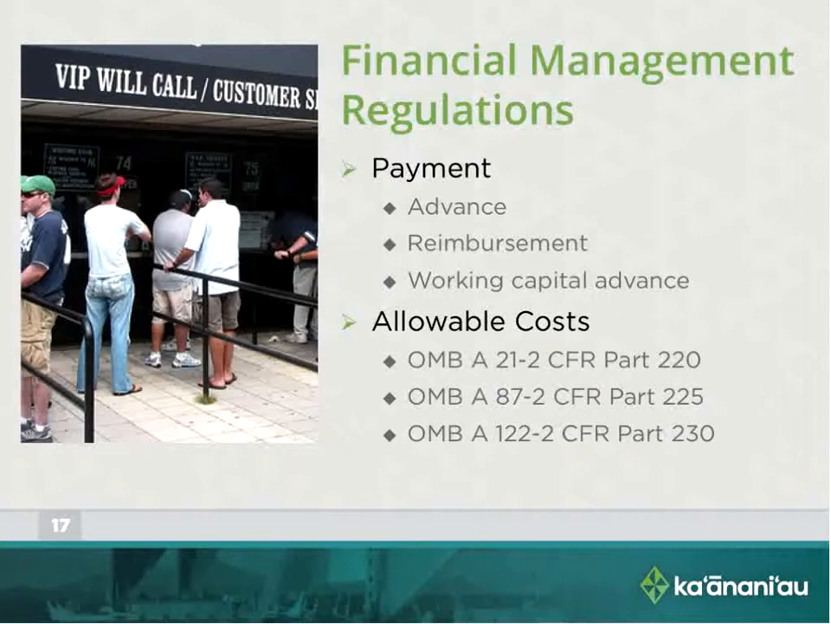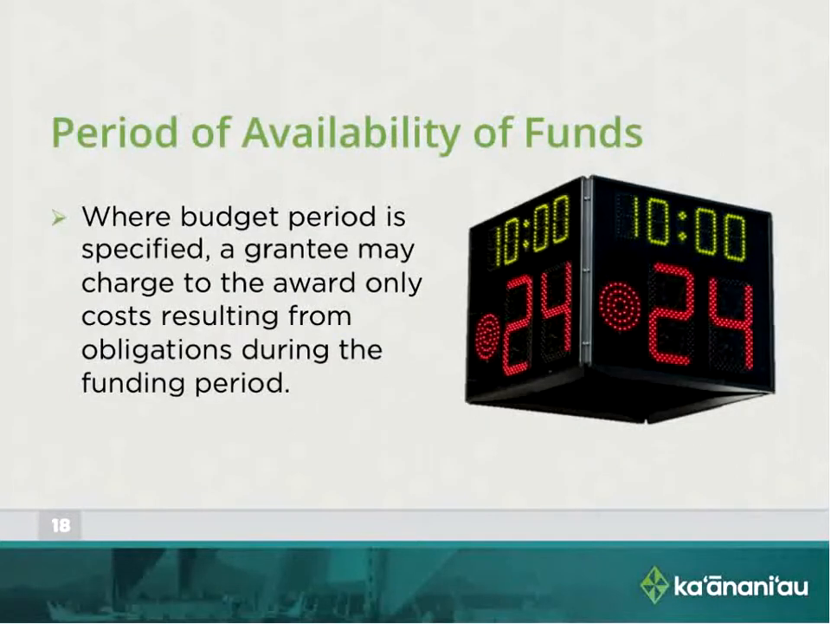The third type of payment is working capital advance, and that is, if you can't run the grant, you can ask for working capital and it gets liquidated throughout the budget period. And I really haven't seen that put in play very often. The financial management regulations also address the cost principles, which we're going to talk about after we get through the financial management regulations here.